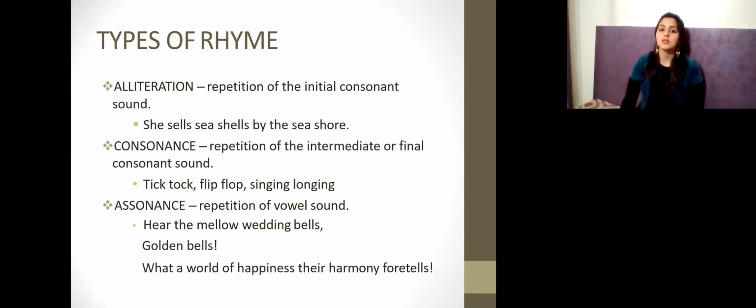Let's see what assonance is. Assonance is repetition of vowel sounds. What do you mean by vowel sounds? Here: the mellow wedding bells, golden bells. What a world of happiness their harmony foretells. Now you can see everywhere the E sound is repeated, in the rhyme bells, bells, foretells. So the vowel sound is repeated over here. In assonance, the vowel sound is repeated. In consonance, the final consonant sound is repeated. And in alliteration, only the first consonant sound is repeated.